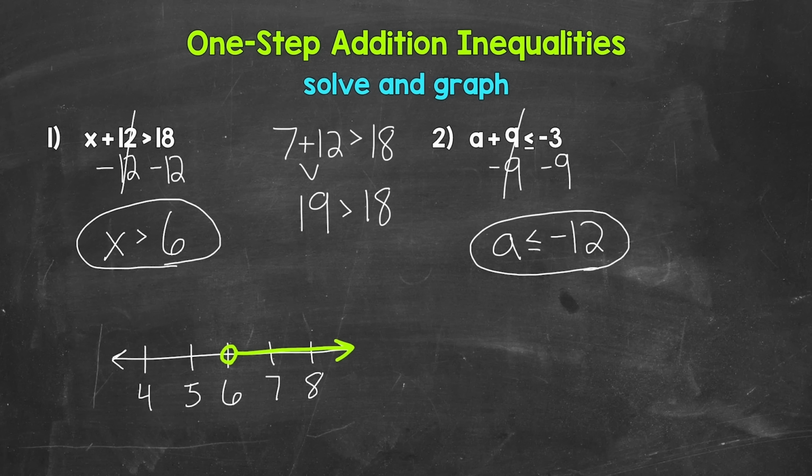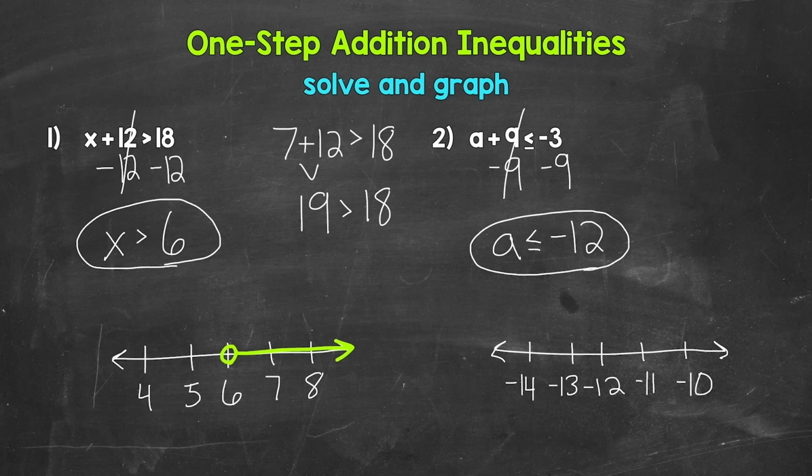And now we are ready to graph this. So start with a number line, and then we'll put negative 12 in the middle, and then a couple of numbers on both sides. So we have negative 14, negative 13, negative 12, negative 11, negative 10.